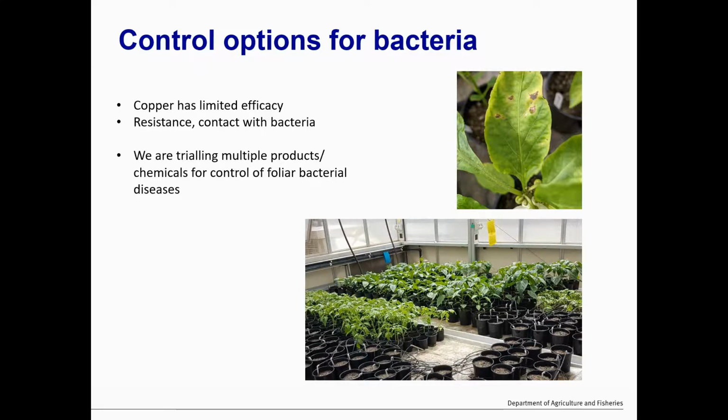We're actually trialing a lot of different products, different chemistries, different commercial products, just to see if we can find another option for control of foliar bacterial diseases. We're currently trialing it in capsicum, with some pretty interesting results so far, so we'll keep everyone updated on that. We are looking to find options other than copper, or an option that makes the copper work a bit better.